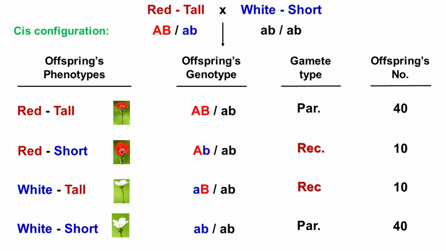As you can see, we can conclude that in this case, the linked genes are in the cis configuration, meaning that due to the parental types of the offspring, the dominant alleles A and B are on the same chromosome, and the recessive alleles a and b are on the other homologous chromosome.